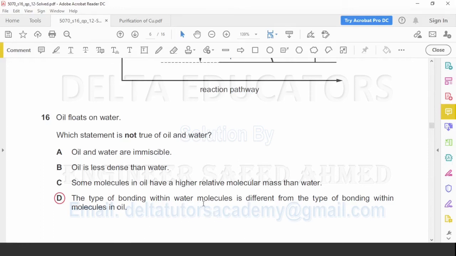This statement is incorrect. The bonding in oil and in water is the same. Water is a covalent compound and oil, that is hydrocarbon, is also a covalent compound. So in both the bonding is covalent. Here it is given it is different, so this statement is incorrect. And it is asked which statement is not true. So the incorrect statement is given in option D. So correct option, option D.